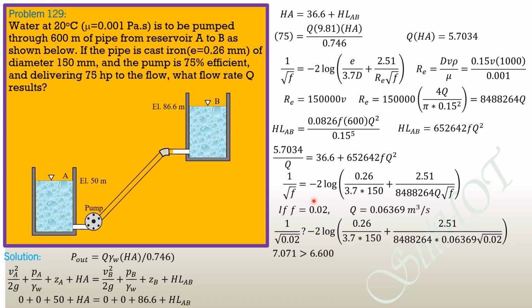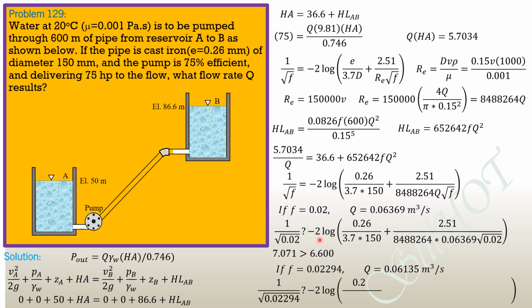So finally, when F is 0.02294, then Q is 0.06135 cubic meter per second. Substitute into this equation. So 1 over square root of 0.02294.